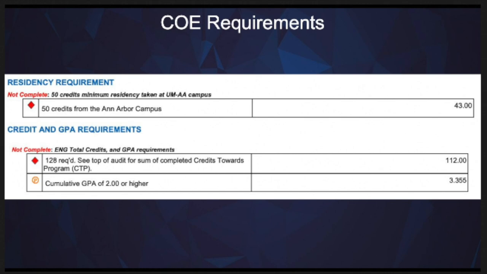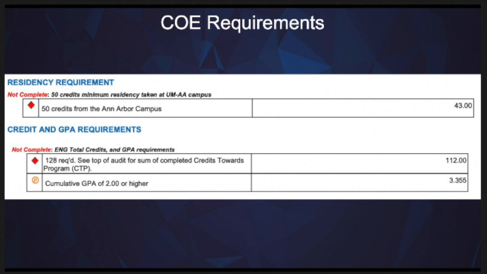There are some general requirements that all College of Engineering students must complete in order to graduate. You must have completed at least 50 credits at the UM Ann Arbor campus. This includes remote semesters during the COVID semesters. Your cumulative and program GPAs must be a 2.0 or higher. You must complete a minimum of 128 credits.